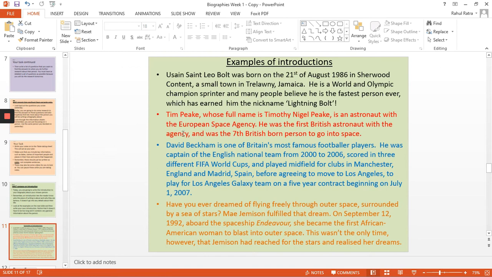So that's these three. I really liked the last one, where instead of starting with the name, they started with a question. So, have you ever dreamed of flying freely through outer space, surrounded by a sea of stars? So, obviously, this is about this famous person, Mae Jemison, who became the first African American woman to blast into outer space. So, I think that is important, it's important to include what they were famous for.